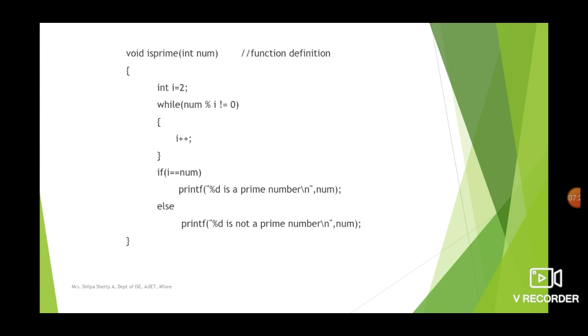So if I is equal to num, we will check whether the I value has reached till num. I started from 2. If it has reached till num, it means that the number is a prime number. That means the I value will reach num only when it is not divisible by any of the other numbers smaller than num. So printf %d is a prime number. So display the result, that is, num is a prime number. Otherwise, if the I value has not reached num, it means it is divisible by one of the numbers smaller than num. So in such a case, we can conclude that num is not a prime number. So this is the logic of the program.